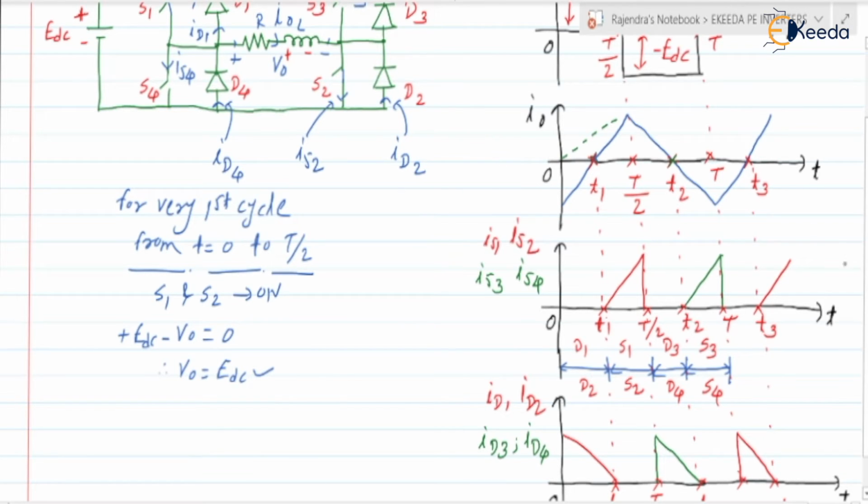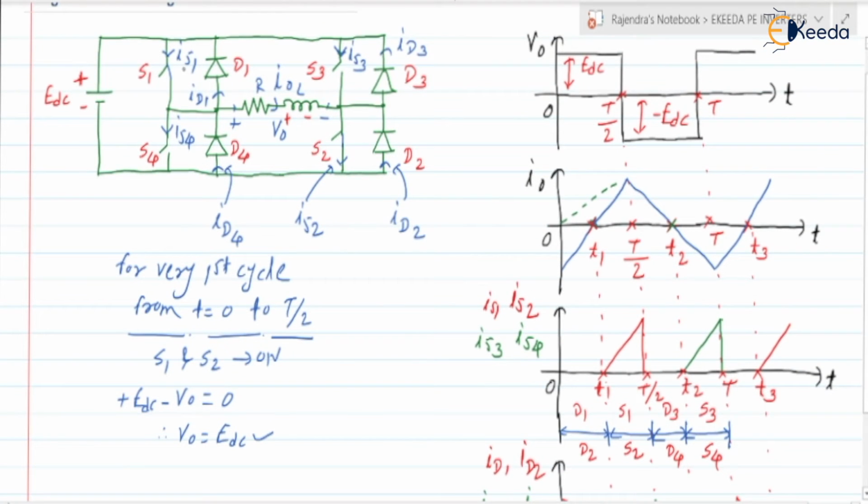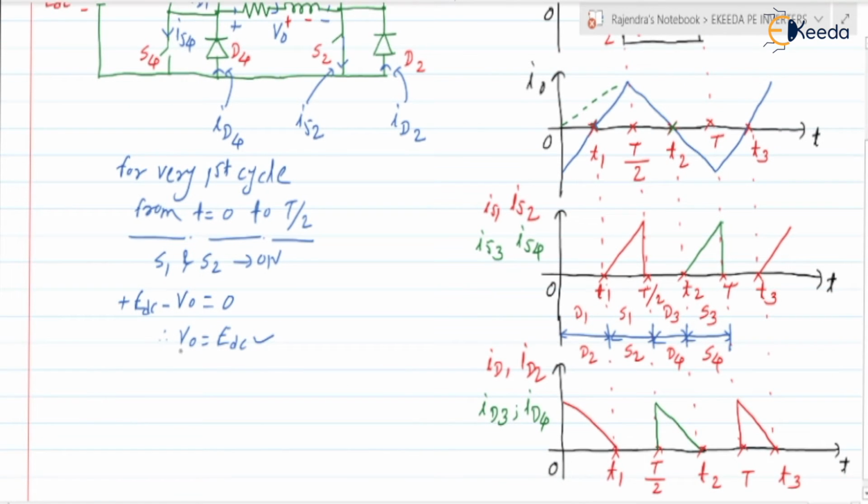In this case, we can write IS1 is equal to IS2 is equal to I0. For the very first cycle, I0 starts from 0, therefore IS1 and IS2 will also start from 0. Is that clear? Important to note, from 0 to T by 2 the inductor stores the energy.